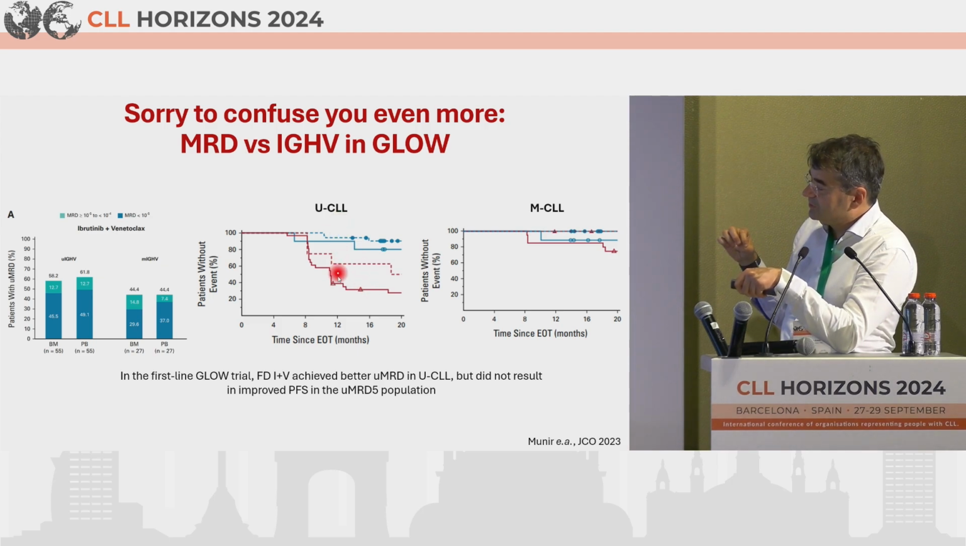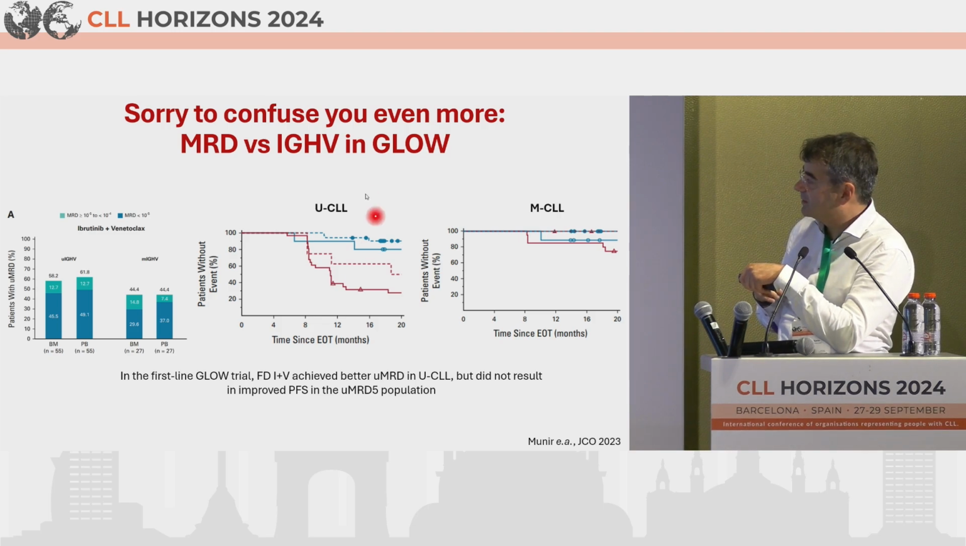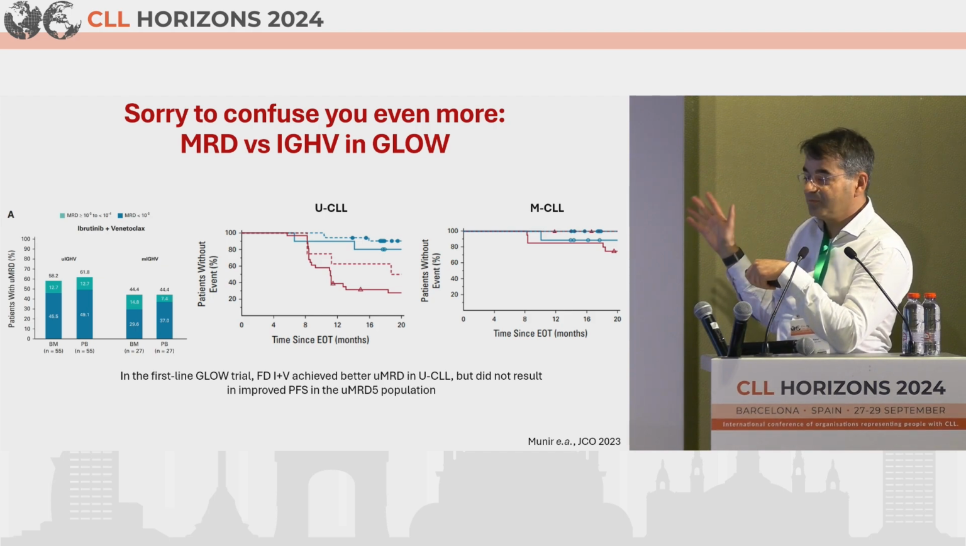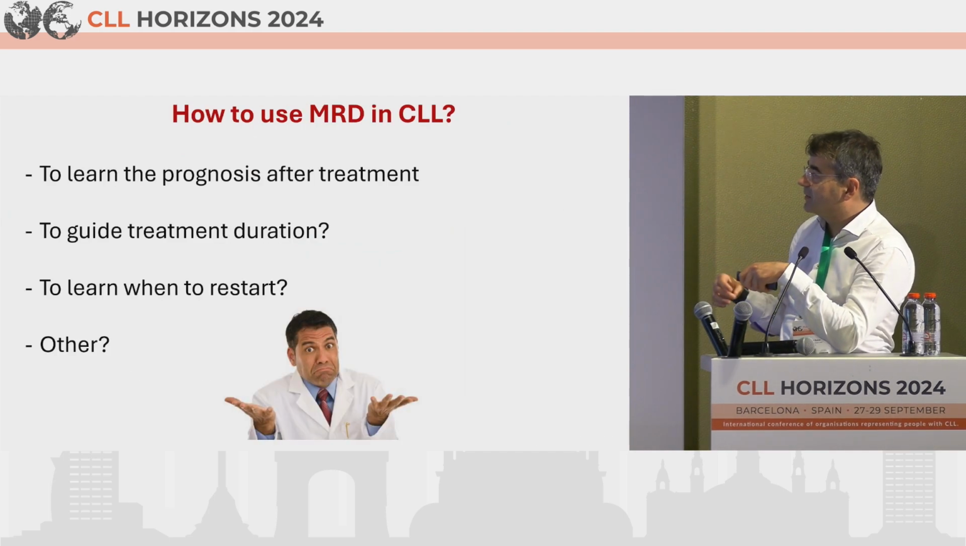It doesn't really matter here, but you see for unmutated patients, very clear MRD is a prognostic marker. But now you have the mutated patients where actually a minority got MRD negative. But those patients, it doesn't really matter. So there is not really a predictive marker or prognostic marker here.